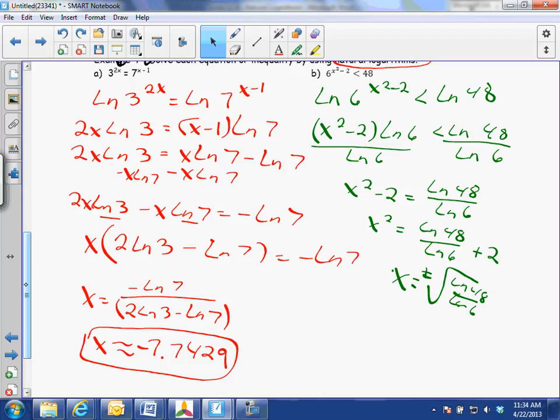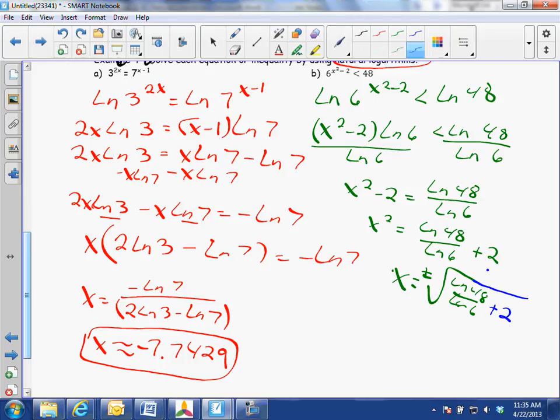Okay, what do you divide by? Divide by natural log 6, because we're multiplying here. We got x by itself, so we're gonna divide, right? Okay, so we've got this. Then we're just gonna add 2. And then we take the square root to get rid of this guy.